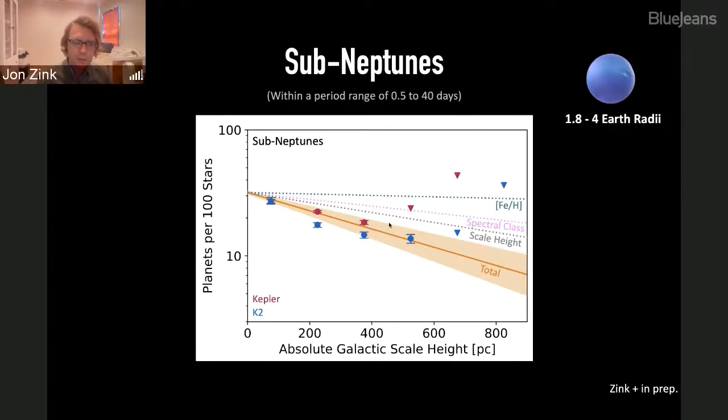So the sub-Neptunes, here's where things start to get really interesting. We see a really strong downward trend for the sub-Neptunes with planet occurrence as you go up or down in scale height. It doesn't seem like that's dictated by the Fe over H, considering that trend's quite weak for this population. Spectral class plays a little bit into it, but it's not the dominant parameter here. We need to introduce this third scale height parameter that accounts for this Z max value. So it seems like as we go up in scale height in the galaxy, we're finding fewer and fewer of these sub-Neptunes in the stellar population.